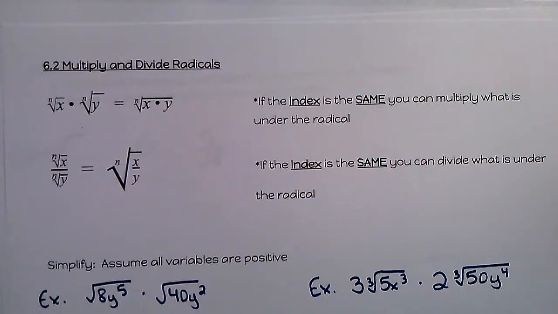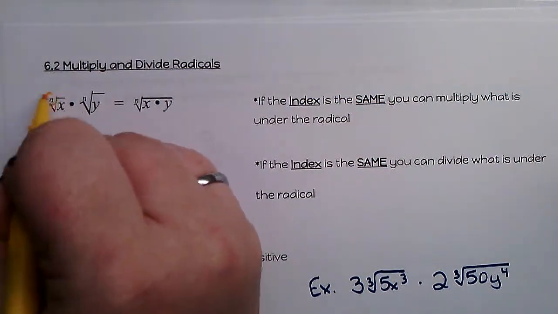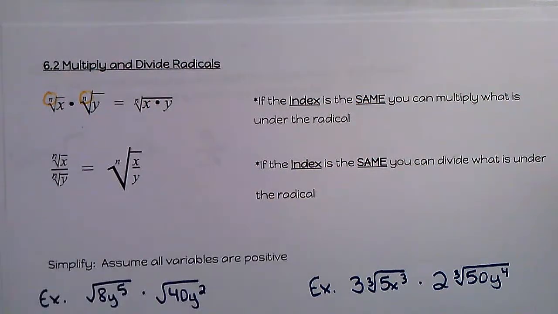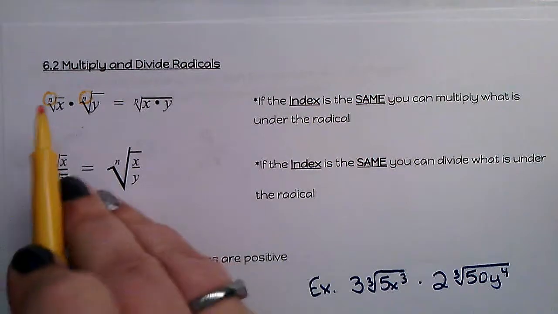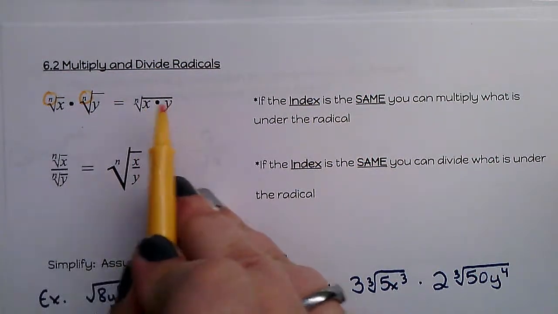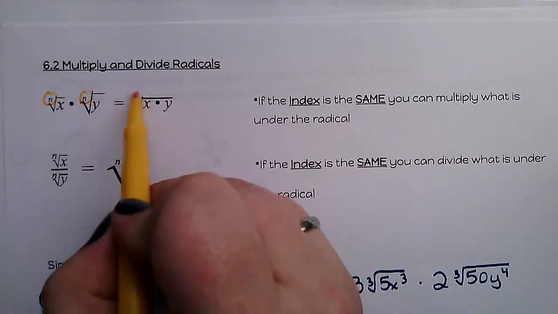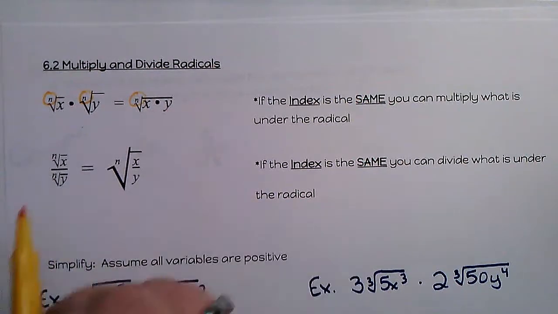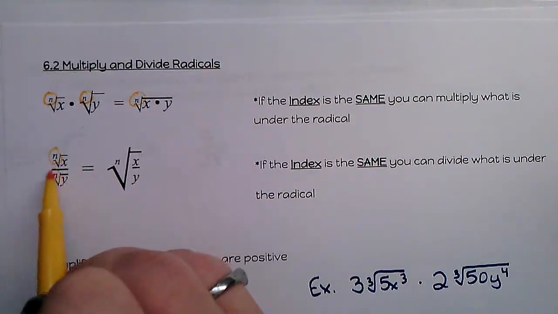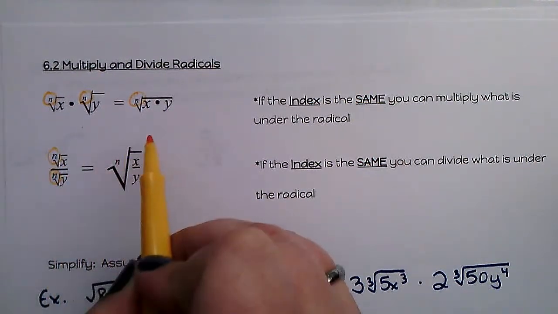So in this video, we're going to multiply and divide some radicals. The only time you can multiply and divide radicals is when they have the same index. So we're always looking at that number in the armpit of the radical and making sure that it is the same. If it is the same, you put them under one radical, still with that same number, and then you multiply them.